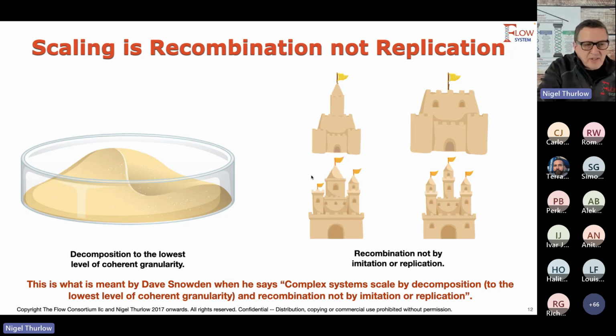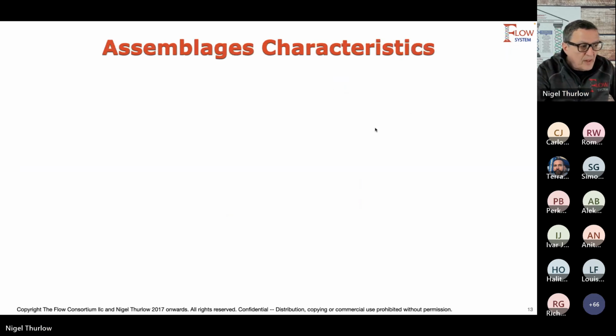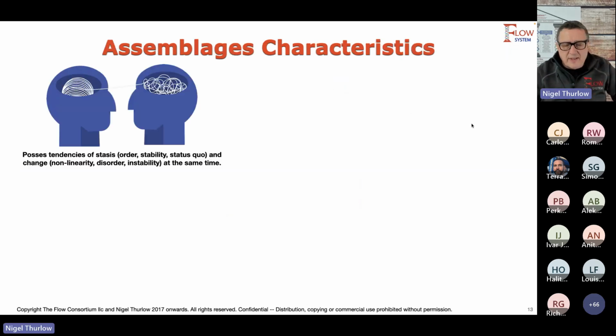Now, I'm seeing somebody saying it sounds similar to systems theory. The difference with systems thinking is that it fits predominantly in the linear, ordered sort of world, whereas complexity thinking deals with complex adaptive systems. I'll talk a little bit about the characteristics of assemblages, and then I will get into a little bit about complex adaptive systems.